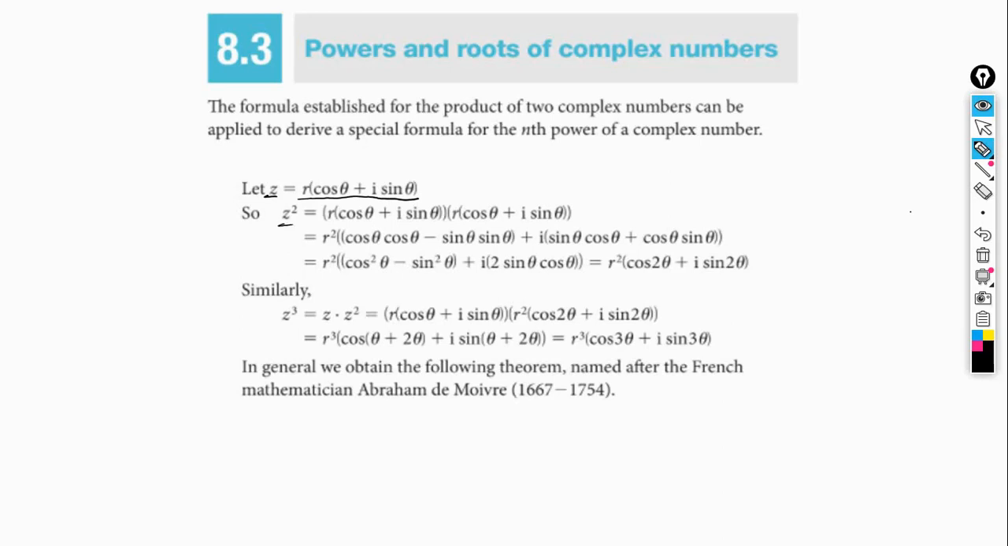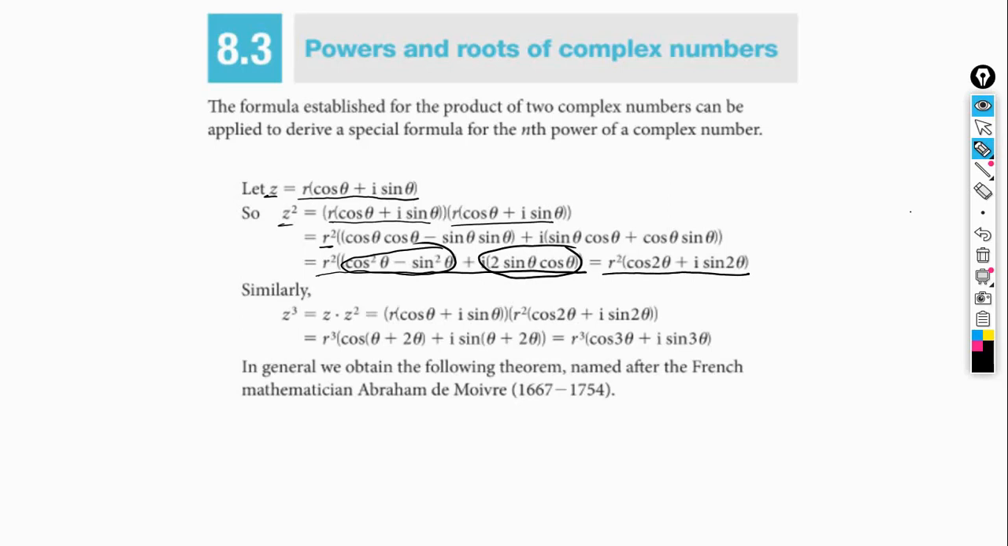Then z squared would be the same as multiplying z times itself, and then we expand that. Well, notice that we group r squared, but then expand the rest through the distributive property. And notice that we end up with this expression here. So r squared times cosine squared minus sine squared of theta plus i times 2 sine of theta cosine of theta. But these are double angle identities. This one is a double angle identity for cosine, and this is the double angle identity for sine. So we end up with r squared times cosine of 2 theta plus i sine of 2 theta.